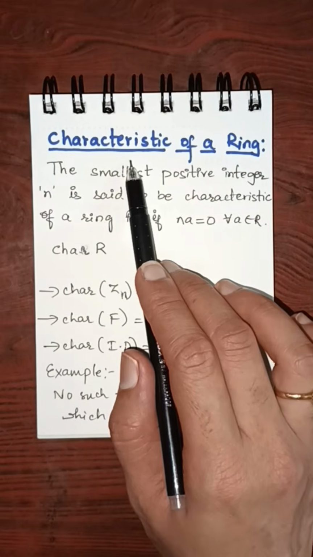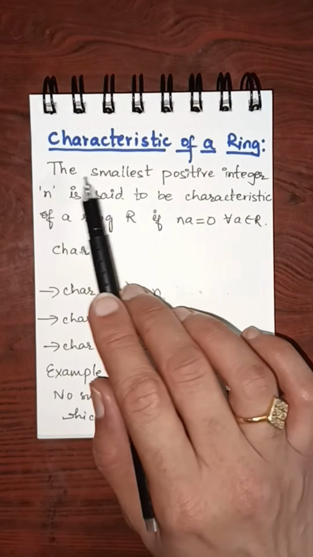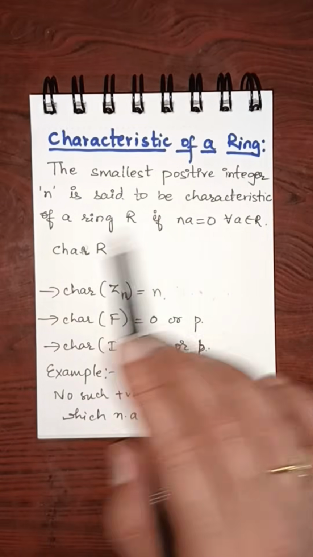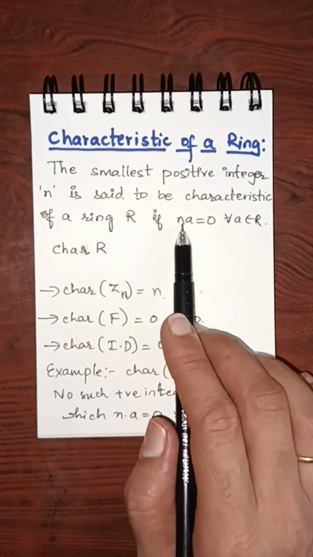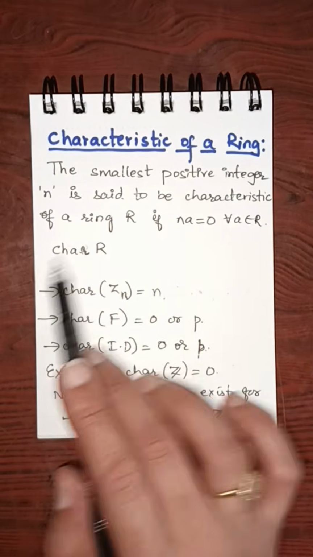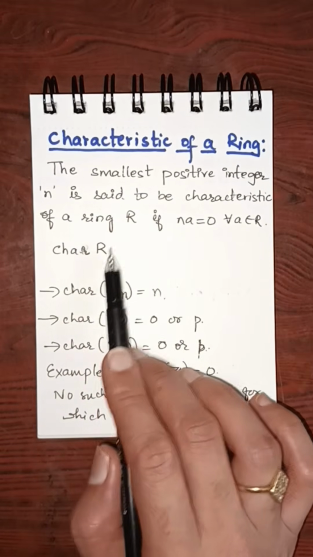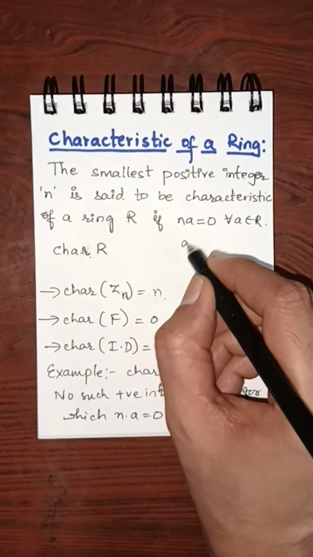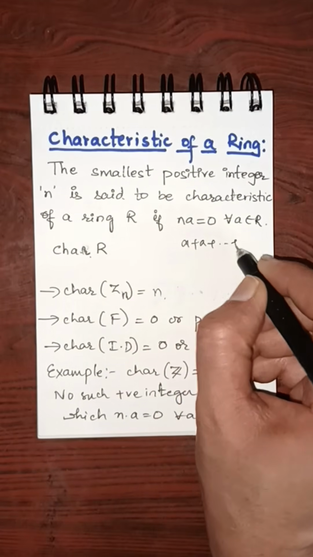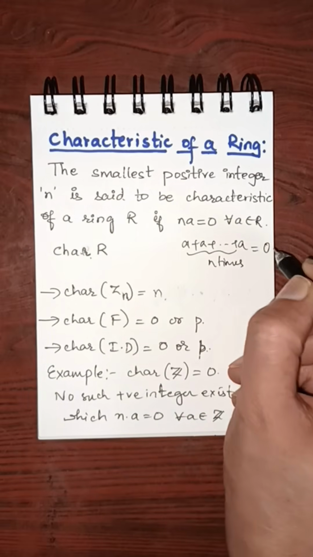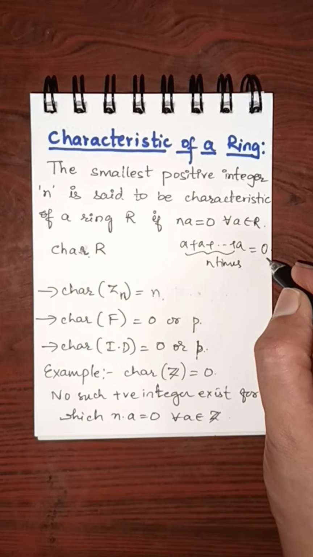What is characteristic of a ring? The smallest positive integer n is said to be characteristic of a ring R if n into a equals 0 for all a belonging to that ring R, and it is denoted as characteristic of R, CHAR of R. n into a means a plus so on up to plus a, repeated n times, gives you the result as additive identity, that is 0.